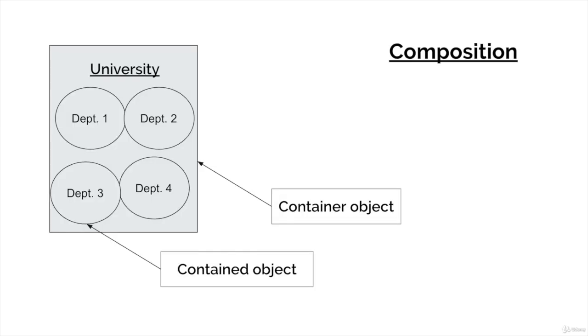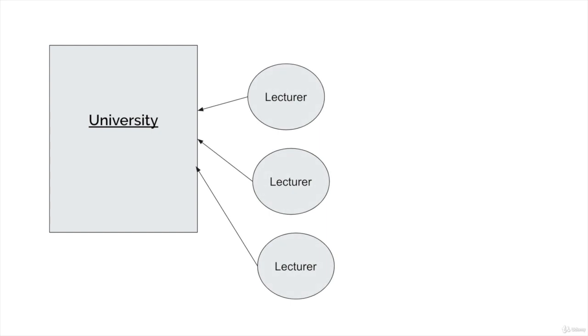university and teach. But this was not the case with the university and department. For a department to exist, the university had to exist. So over here that is not the case. If the university is destroyed, a lecturer can go to some other university and give lectures. So we can say from this example that lecturer and university are weakly associated, and this type of weak association is known as aggregation.